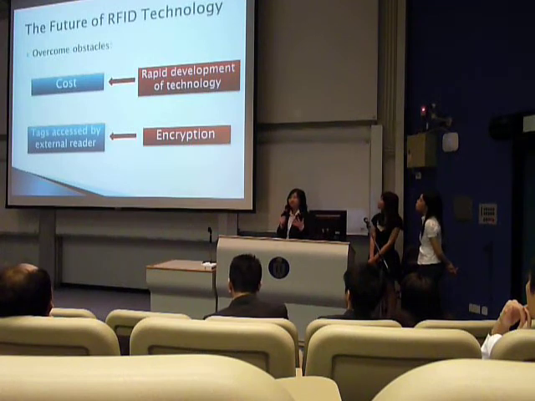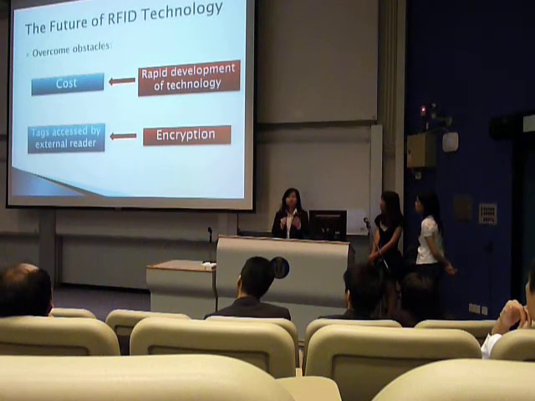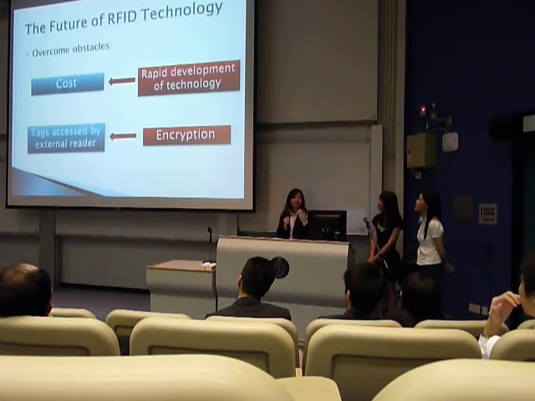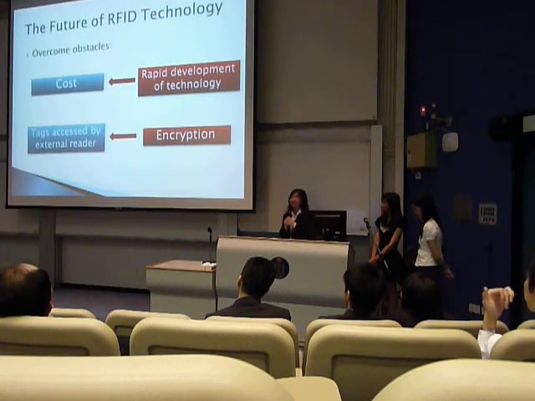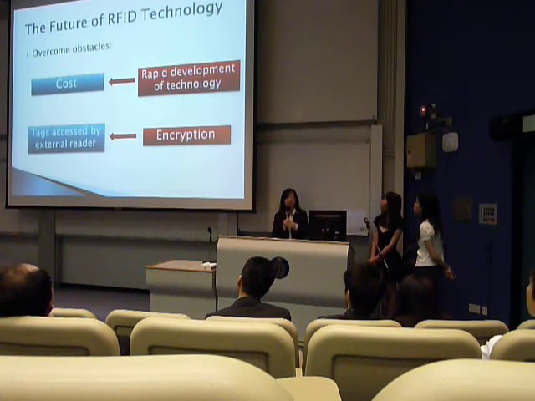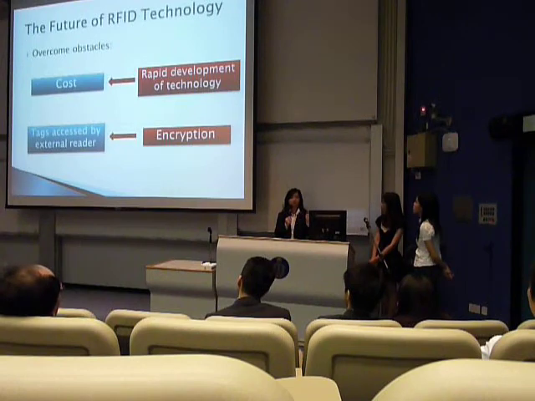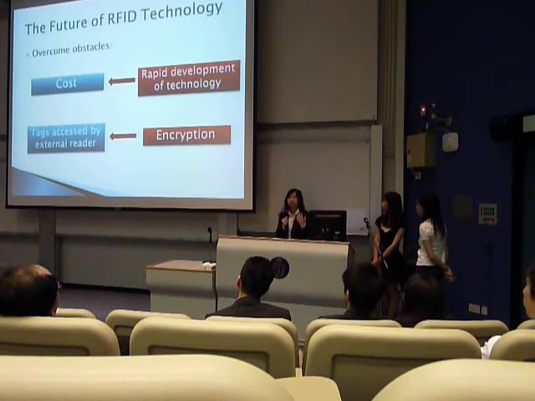After talking about all these applications, you may wonder what the future of RFID technology would be. One of the obstacles is the cost. Currently, RFID is quite costly, but we believe that the price will drop gradually because of the rapid development in this industry. The second possible problem is that the information on the tag may be accessed by an external reader if RFID technology is standardized. However, steps can be taken to counter this problem. For example, encryption could be used so that only an authorized reader will be able to decode the signal.